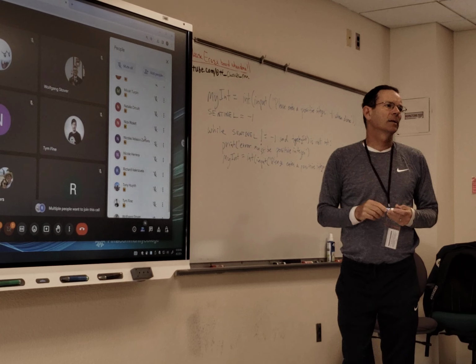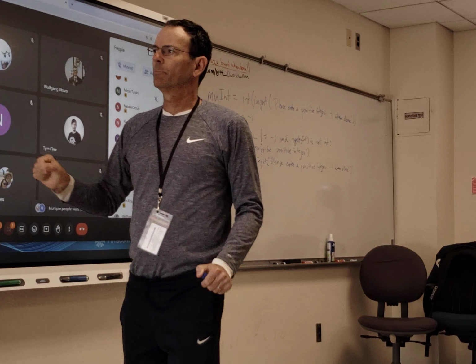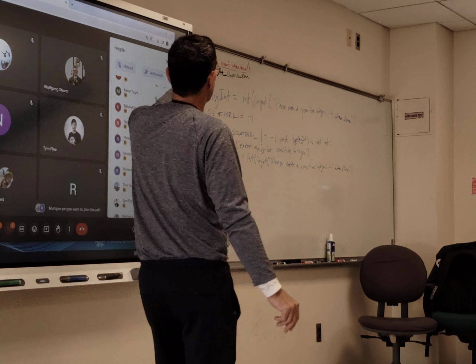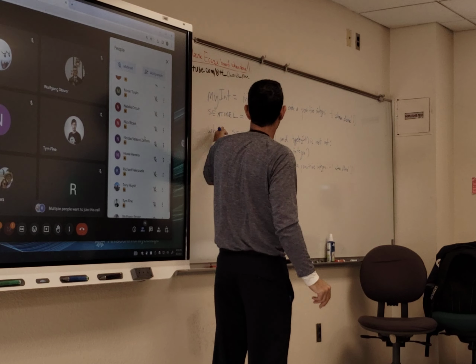Okay, so that's our main idea for input validation. We want to only accept good data. We want to loop while the data is bad. And there is a pre-read. So this is the pre-read. We've got to get something first and then loop while it is bad.